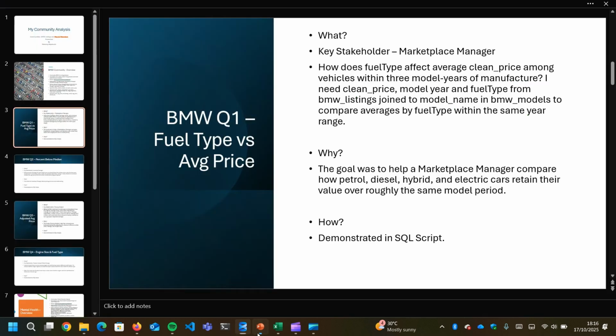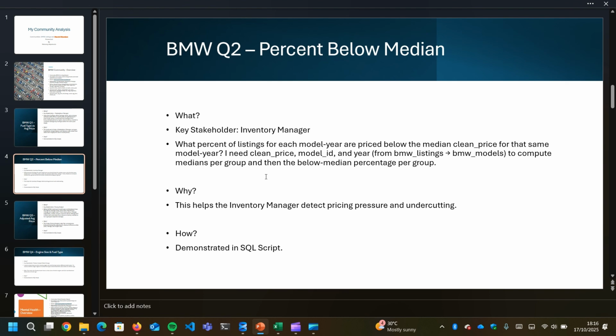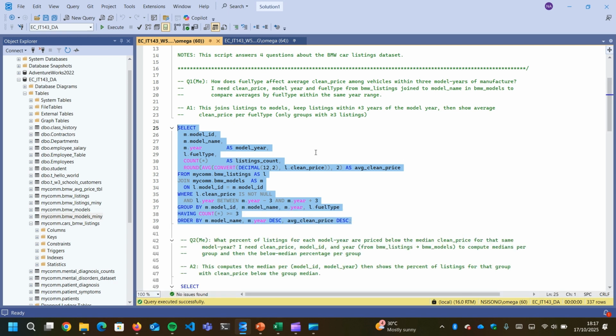The next question's key stakeholder is the inventory manager. The question is: what percentage of listings for each model year are priced below the median clean price for that same model year? I need a clean price, model ID, and year from BMW listings joined to BMW models to compute medians per group, and then the below-median percentage. Why this question? This helps the inventory manager detect pricing pressure and undercutting. So let's go over to SQL and show the demonstration.